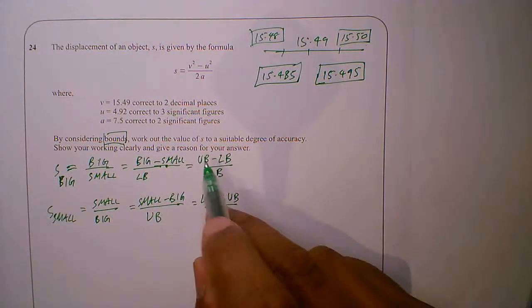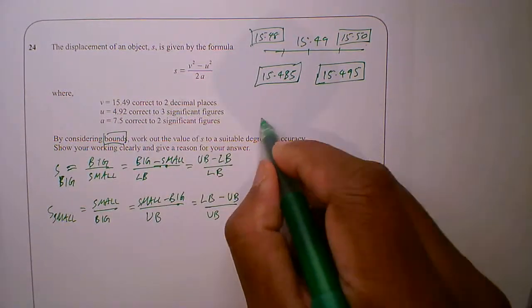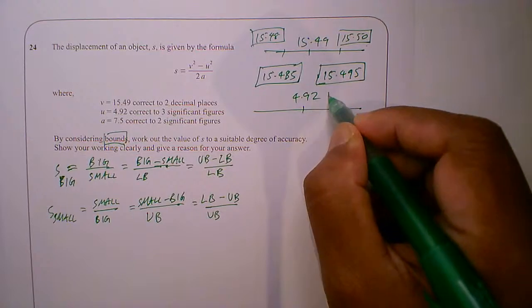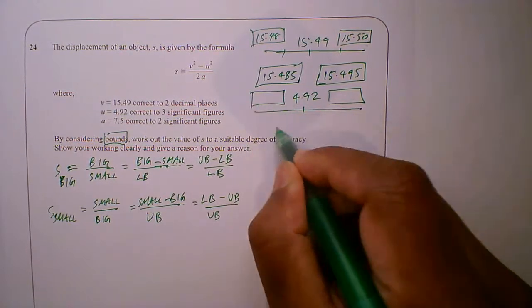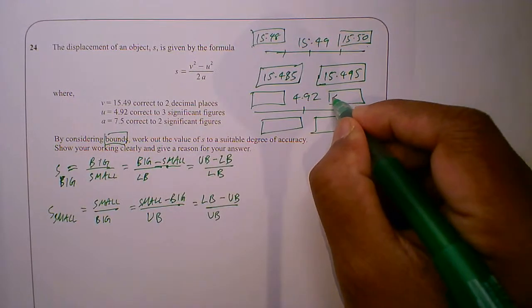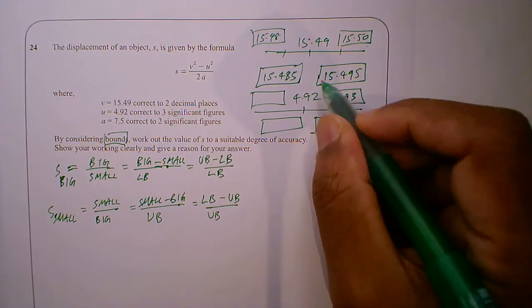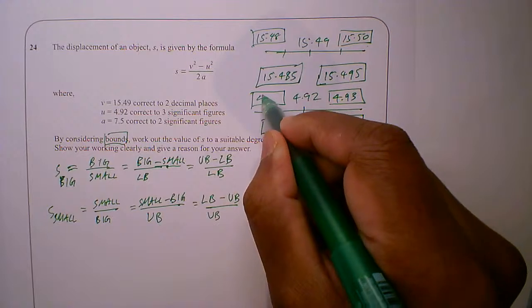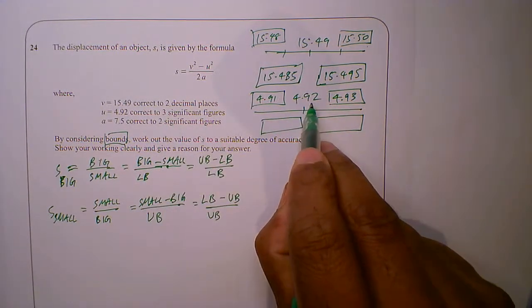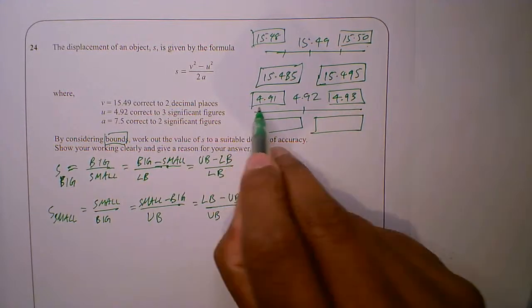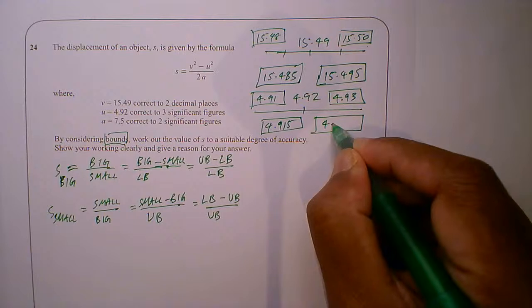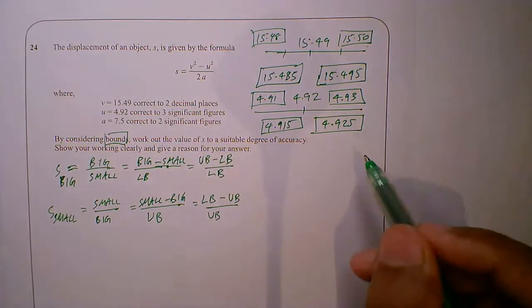So we need to do the same thing with the other bounds as well. U is 4.92. So the next one, the previous one, and then in between. Now you don't get another method mark for the next one. It's just one of these you get a method mark for. So three significant figures: 4.92, 4.93, 4.91 going backwards. What's in between these? 4.915, 4.925. So I've got that.